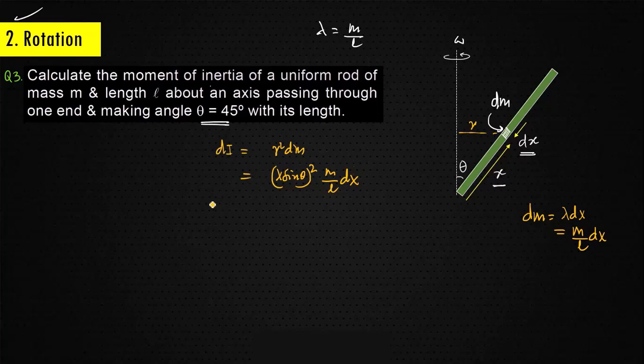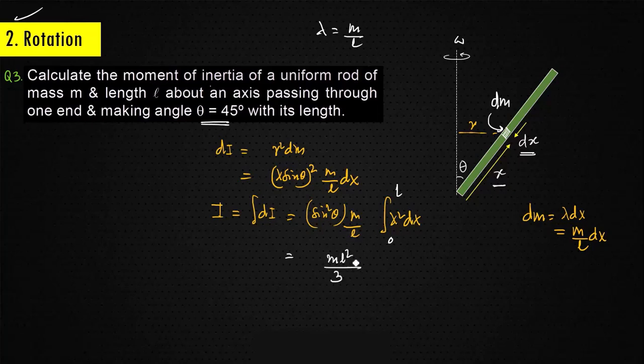So what is the total I about this vertical axis? That should be equal to integration of dI. Once I am doing the integration, the only variable is x. So take all the other terms outside. It becomes sine square theta multiplied by m by l, which comes out of the integration. And ultimately I am getting integration of x square dx. Again I am putting the limit from 0 to L. So it becomes x cubed by 3. So the answer is m L square by 3.